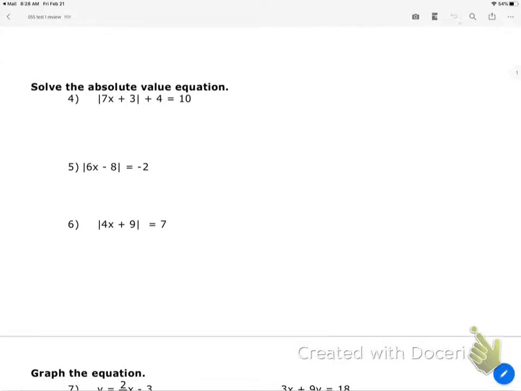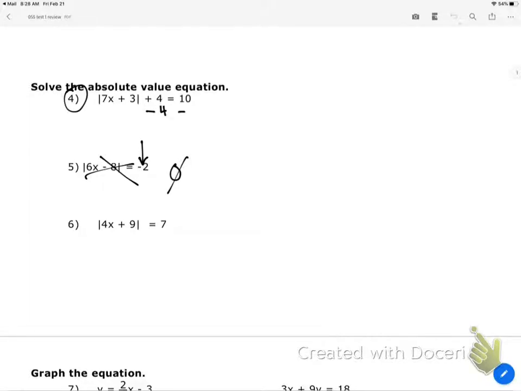These are the equations now. I'm just going to do one of these. That one's not going to be in it. Remember, this is no solution because you can't equal a negative number as an absolute value. So that would have no solution anyway, but I won't put that on the test. Okay, I'll just do question 4 here.